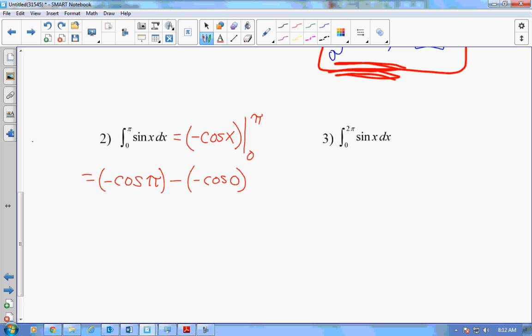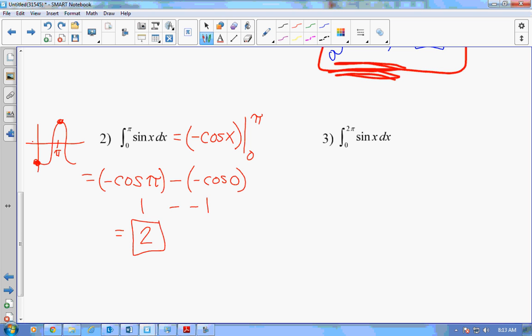Okay? For me, I always need to draw a little graph. What does the negative cosine graph look like? Does it start at a maximum or a minimum? Regular cosine does. But negative cosine goes like this. Okay? Here is pi. So negative cosine of pi is how high? 1. Minus negative cosine of 0 is how high? Negative 1. So we get 2.